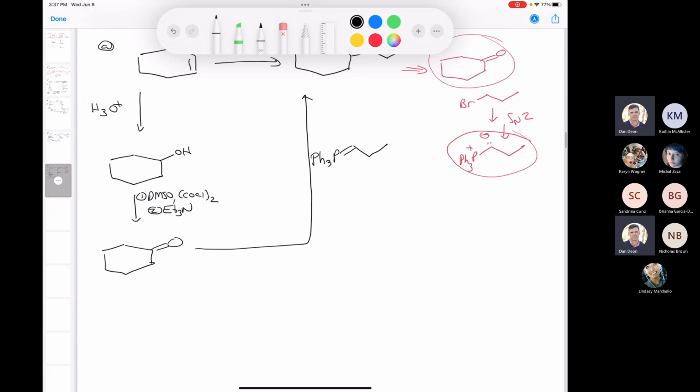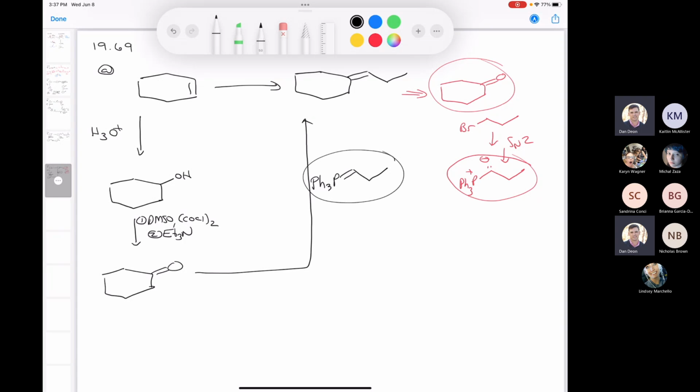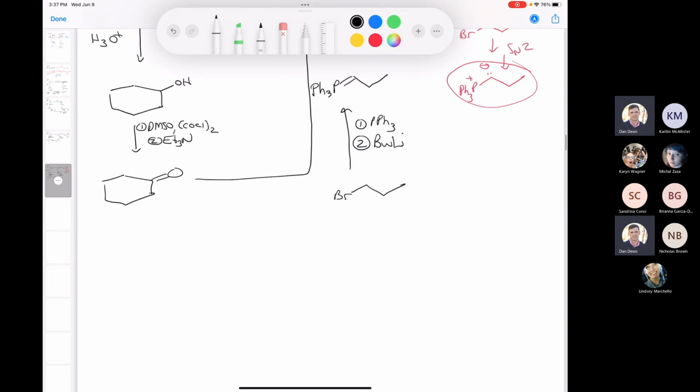And if you want to go over the synthesis of the Wittig reagent, well, you would start with, what did we say, 1-bromopropane or 1-iodopropane. In the first step, you would treat it with triphenylphosphine. And then the second step, you would treat it with butyllithium. All right, that's how you'd make the Wittig reagent. In that case, let's move on to 19.69b.